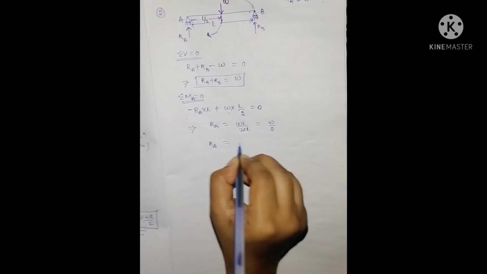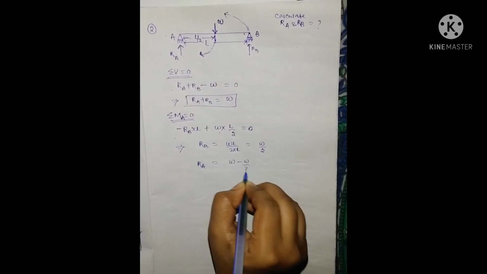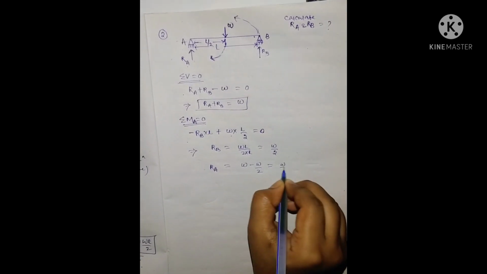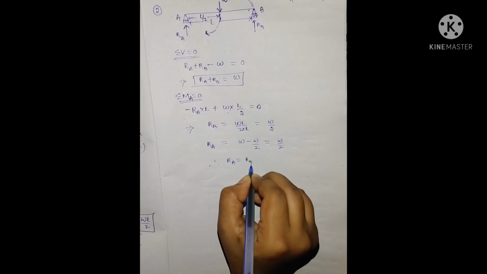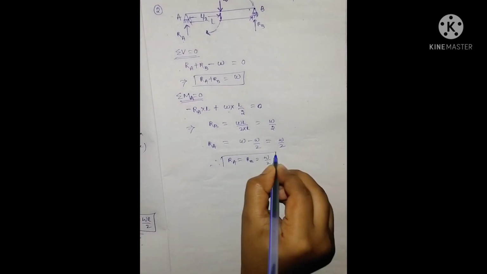And what will be RA? RA equal to W minus W by 2, that is equal to W by 2. Here also RA equal to RB, that is equal to W by 2.